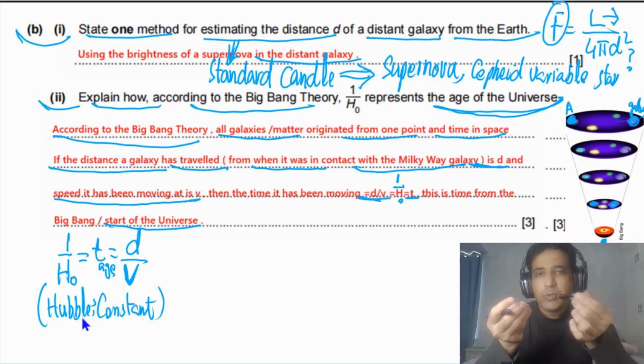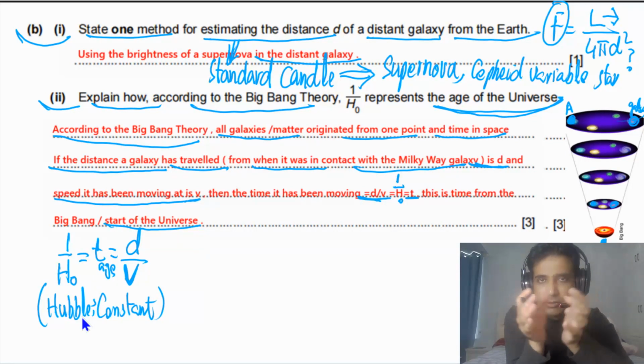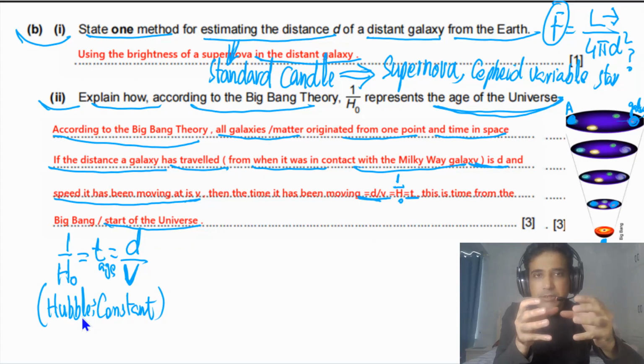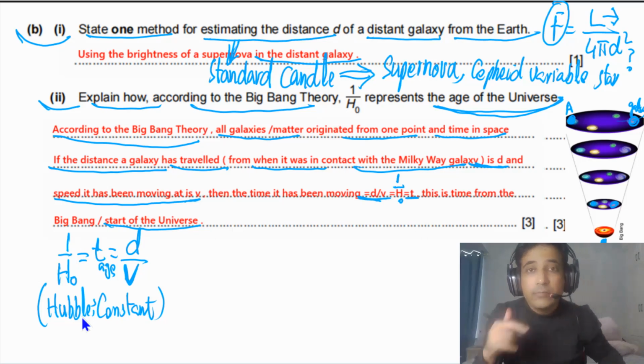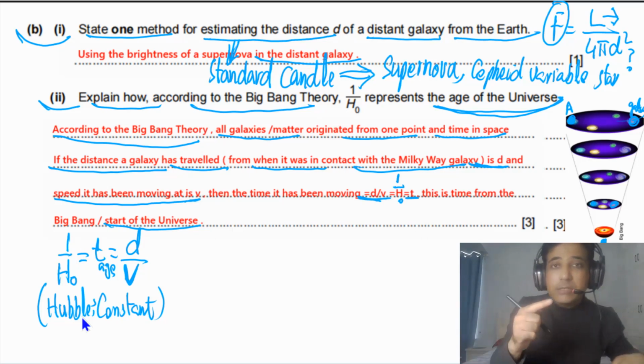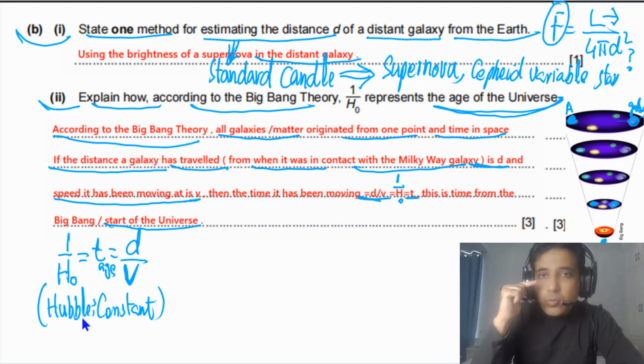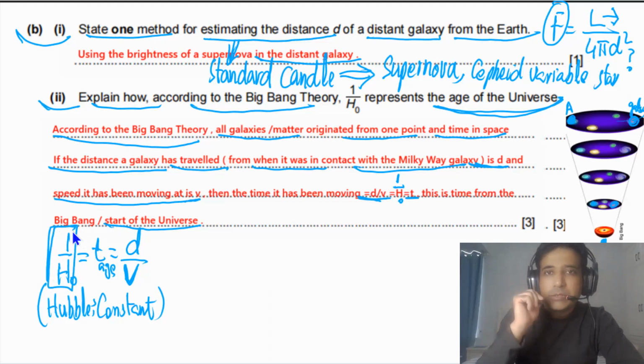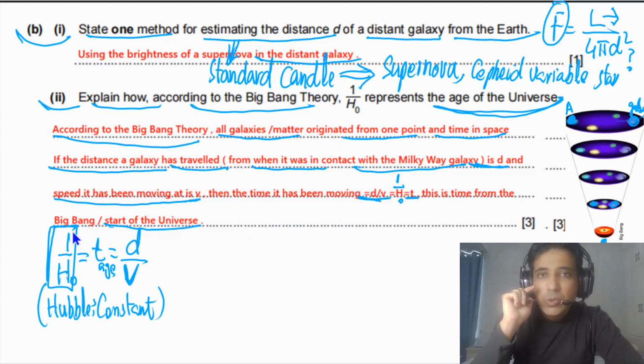So very simple point, it means at one time these two galaxies were together, then they separated and started moving away from each other. So if we have the distance traveled by the galaxy, D from us, and we have the speed of the galaxy, we can calculate time, and that time is the age of the universe, and that time is equal to 1 over h naught. So 1 over h naught simply represents the age of the universe.